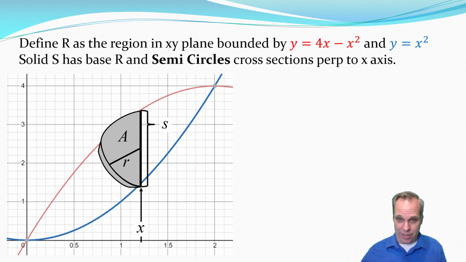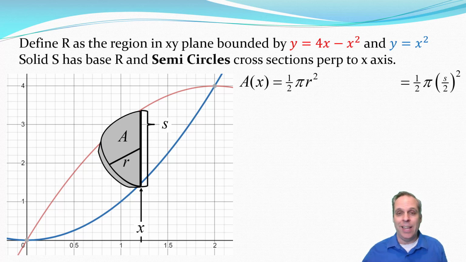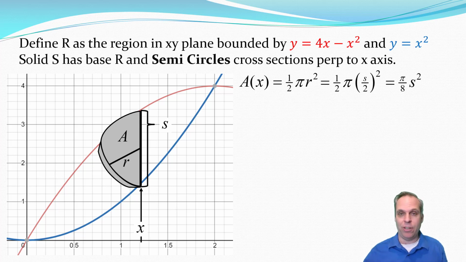Well, I want to find the area of that semicircle as a function of x. I know that has to be 1/2 pi times the radius squared, 1/2 the area of a circle. But the radius here would have to be, well, if you double it, it has to be the diameter, which is s. So then r is the diameter s divided by 2. By plugging that in, I get the area as a function of s. It's just pi over 8 times s squared.